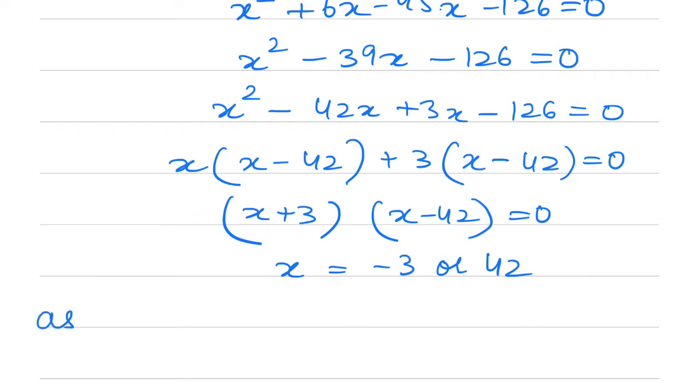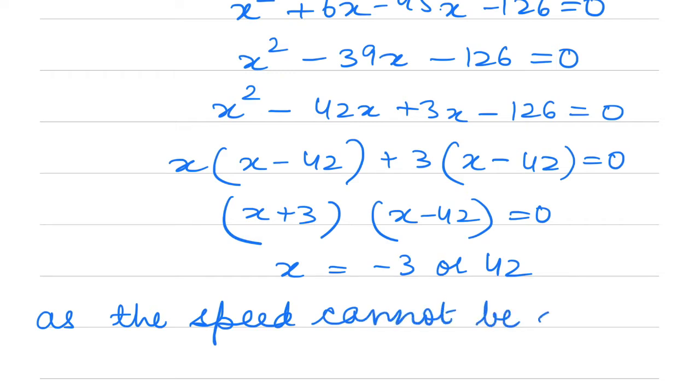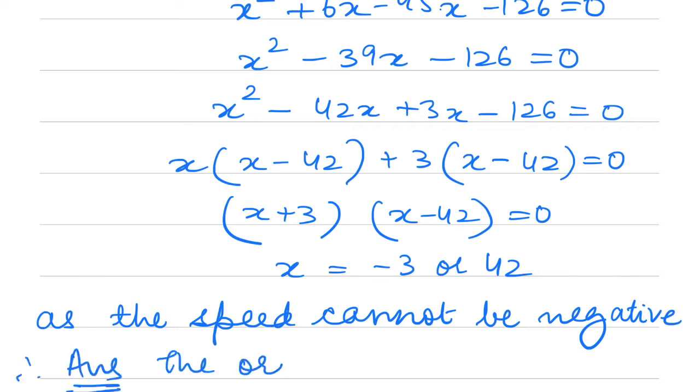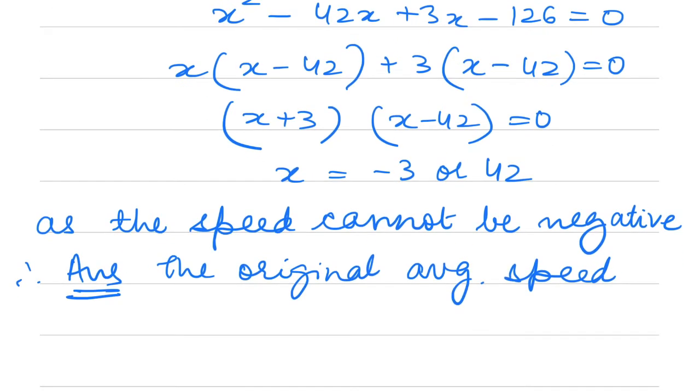And as the speed cannot be negative, therefore the answer, the original average speed, is equal to 42 km per hour.